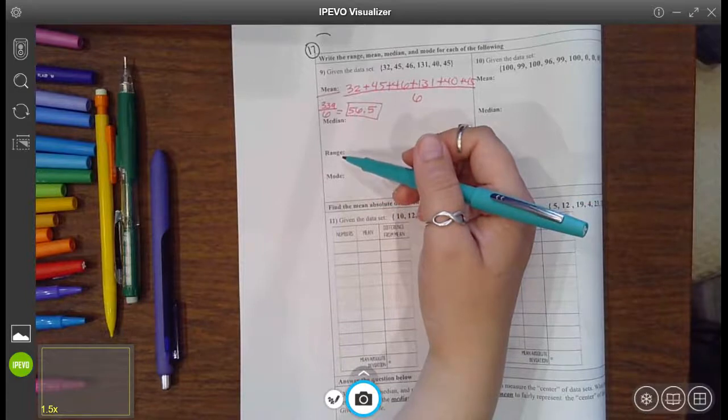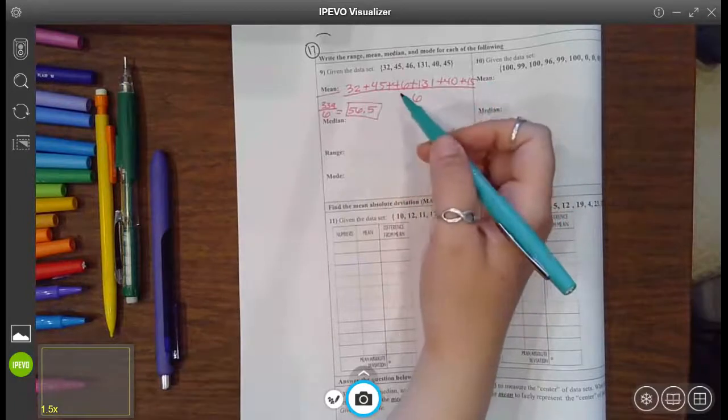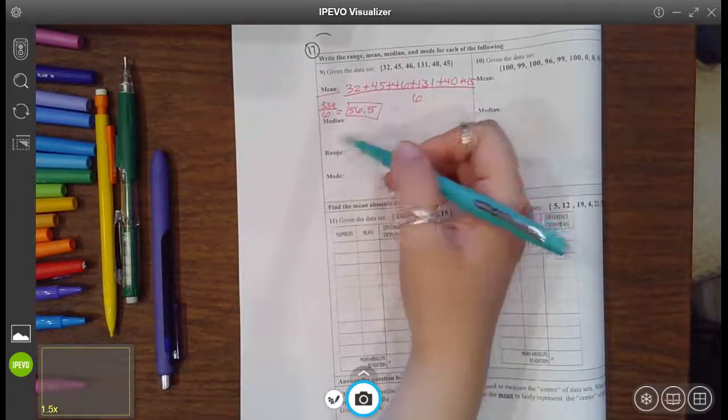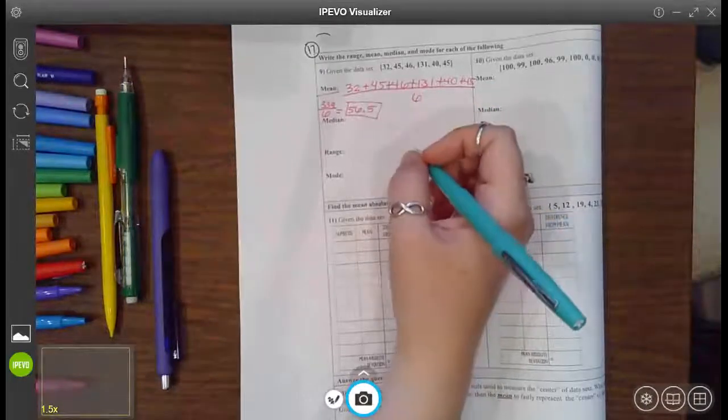So like a Range Rover or a Ranger, like he ranges around from here to there. So how far does your data set go from here to there? The biggest minus the smallest.